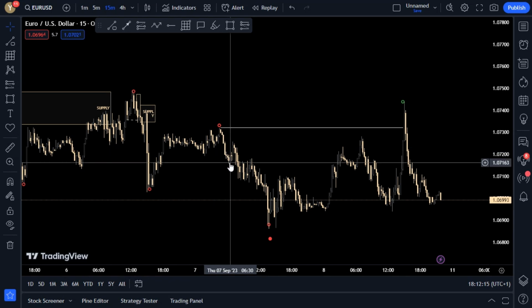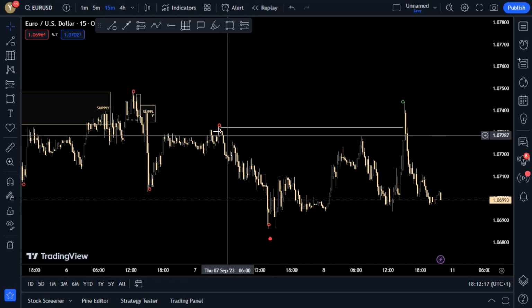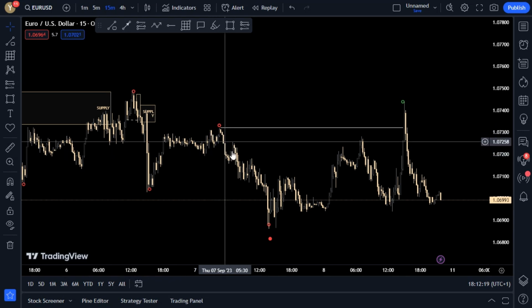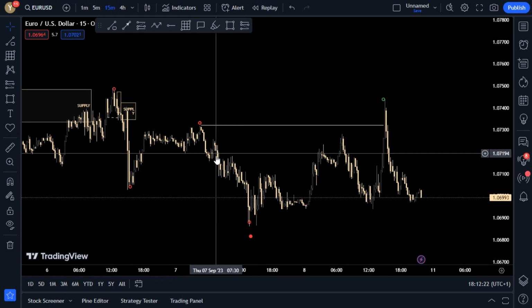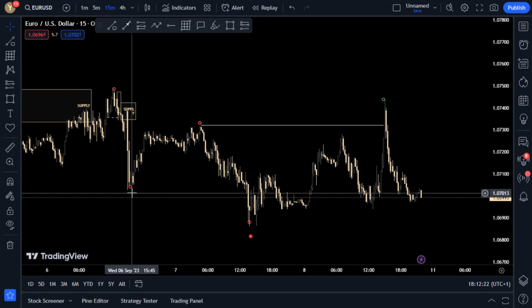Same old concept, respect that change of character. We got the change of character. Price pulled back but never came to the extreme, plus the extreme in this case is the decision point. So we should just patiently wait for some opening before the break of structure.